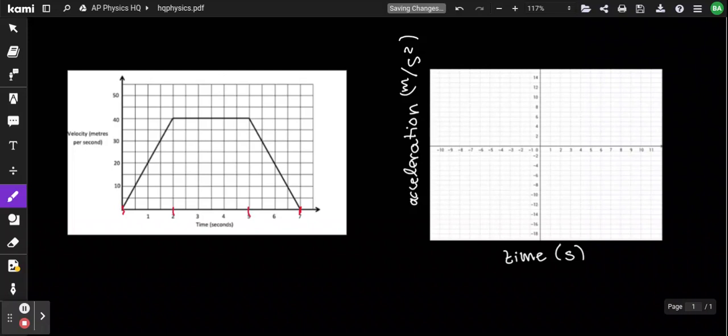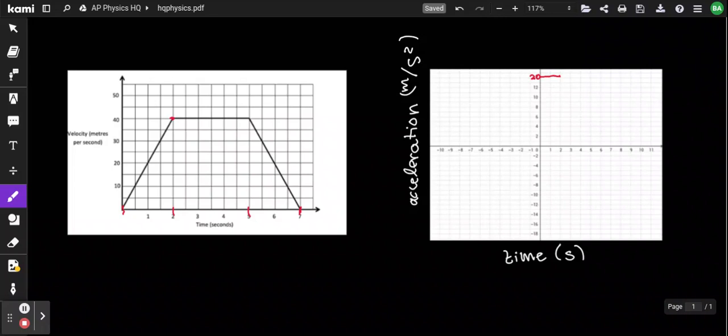So let's break it up into segments, 1 to 2, and 2 to 5, and then 5 to 7. So the slope from 1 to 2, our rise is 40, and our run is 2. So this gives us an acceleration of 20 meters per second squared. And because my graph here doesn't have it, I'm just going to say that that's 20. And that's going to last from 0 to 2 seconds. So 0 to 2 seconds, we have an acceleration of 20 meters per second squared.